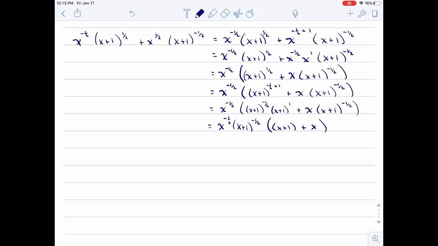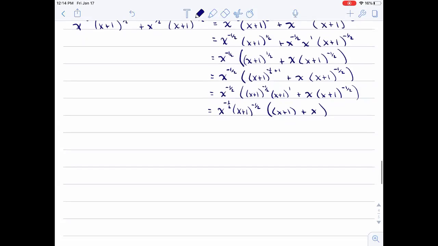Okay, so one thing is, well, you've got the negative 1/2, but we don't have the same base. But we've got the same power, which means we can pull the power outside and multiply inside. And so that's allowed because we have the same power. So now we've got x times x plus 1 to the negative 1/2.